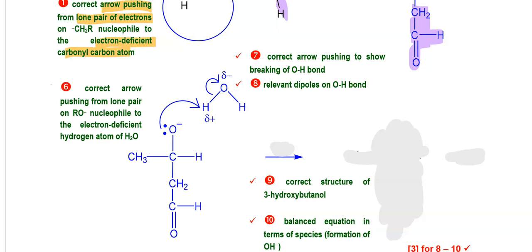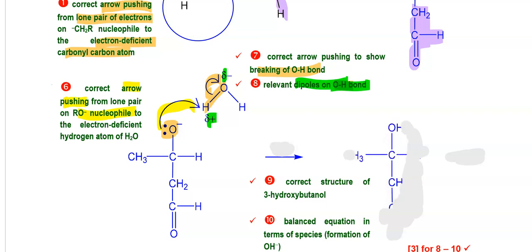The lone pair of this O attacks this H. This OH bond breaks. Dipoles shown. Arrow pushing. And you form your 3-hydroxybutanol. And to balance this equation, which many of them miss out, you end up with a lone pair on the O. You lose a H plus, and therefore you generate an OH minus byproduct. Okay, this step is the first step, but in this case, the label of first is redundant.